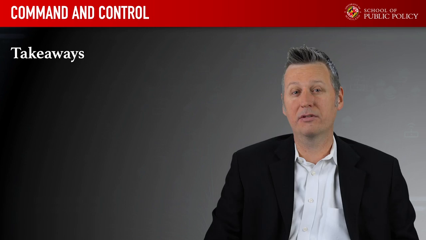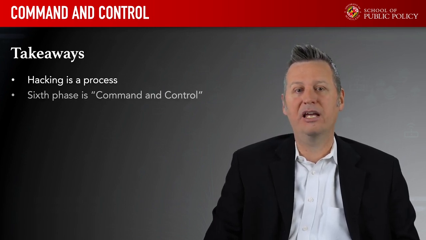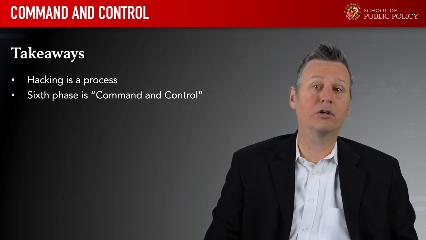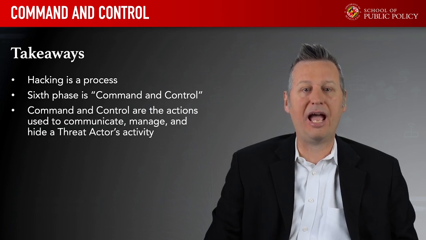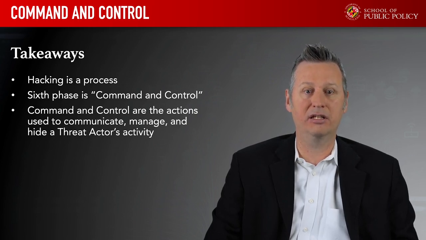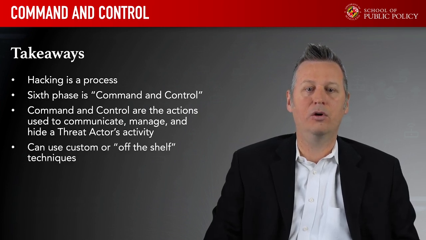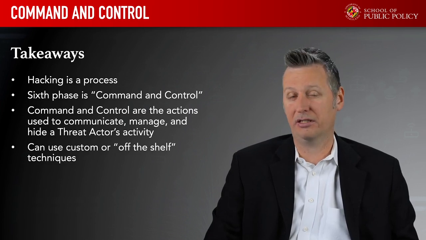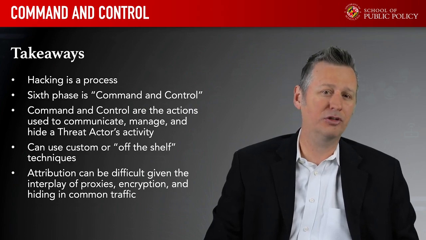So what are some of the takeaways? Well, remember, hacking is a process, and the sixth phase is what we call command and control. Command and control really are the actions used to communicate, manage, and hide a threat actor's activity and connect them with their malware. We can use custom or off-the-shelf techniques. And attribution can be difficult because of the interplay of proxies, encryption, and even hiding in common traffic.